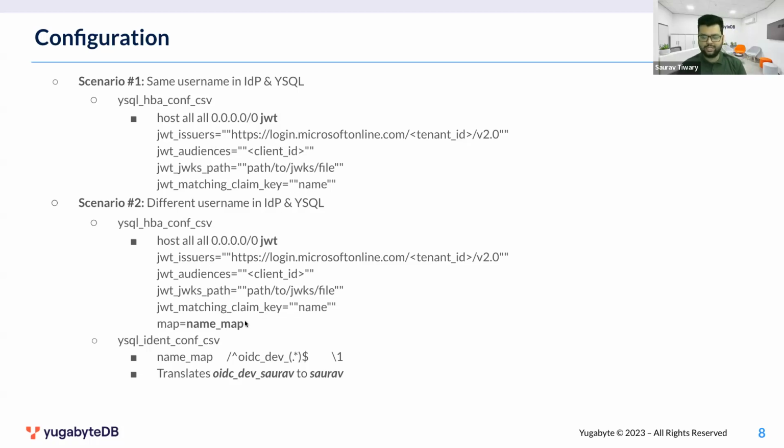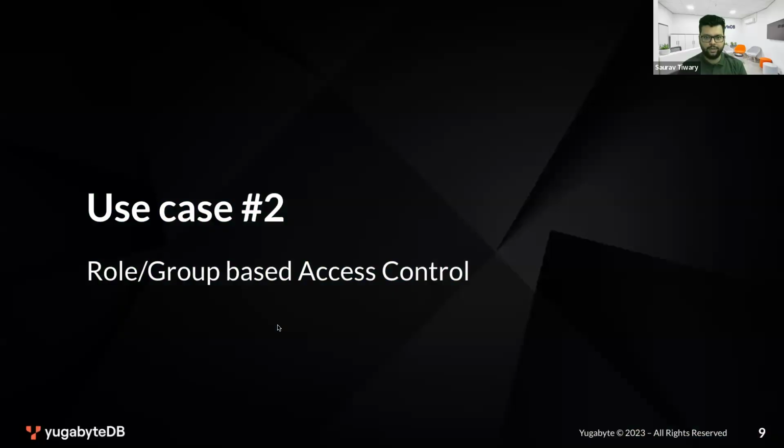In scenario two, there are just small differences. The difference here is that you have to have additional translation rules. For that, you specify the map name, and then you provide another G flag where you provide the actual entry for the map. Right. So that's it for the configuration of use case one. I'll switch to use case two now.